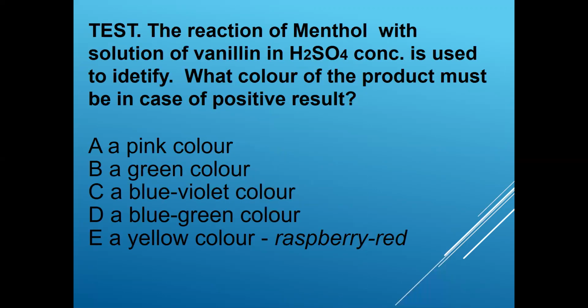Test. The reaction of menthol with a solution of vanillin in concentrated sulfuric acid is used for identification. What color of the product must be obtained in case of a positive result? The correct answer is E, a yellow color turning to raspberry red color.